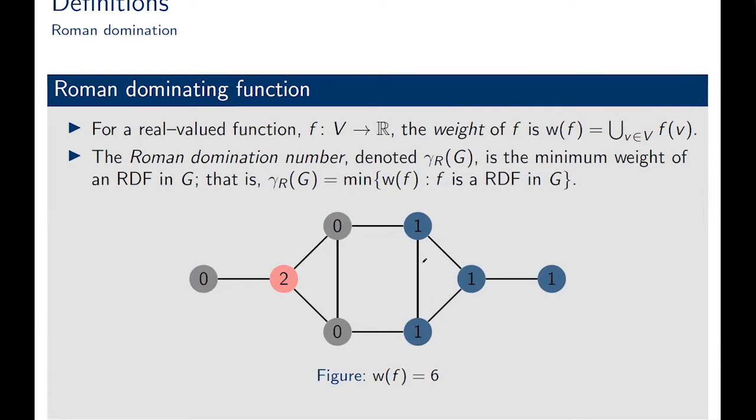The answer is yes. We can find a Roman dominating function in this graph of weight 4, and we cannot decrease it to 3 or 2. So the Roman domination number of this graph is 4, because this is the only possible minimum, the smallest possible weight of a Roman dominating function for this graph.